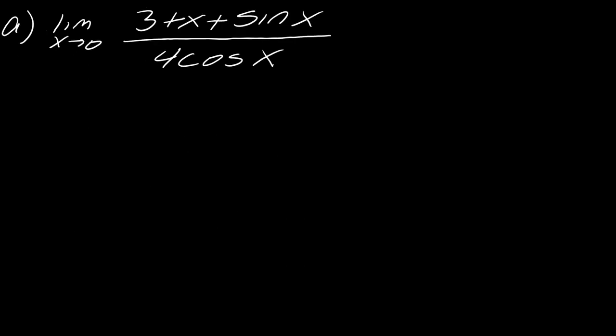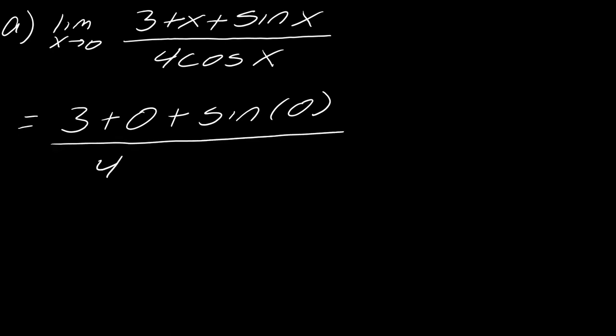Starting with this first one, I've got the limit as x approaches 0 of 3 plus x plus sine of x, all of that over 4 cosine of x. What you can do is really just plug in 0 and see what that gets you. And if you get problems with that, then that's where you start your troubleshooting. So if I just play around with this and try to plug in 0, I'm going to have this.